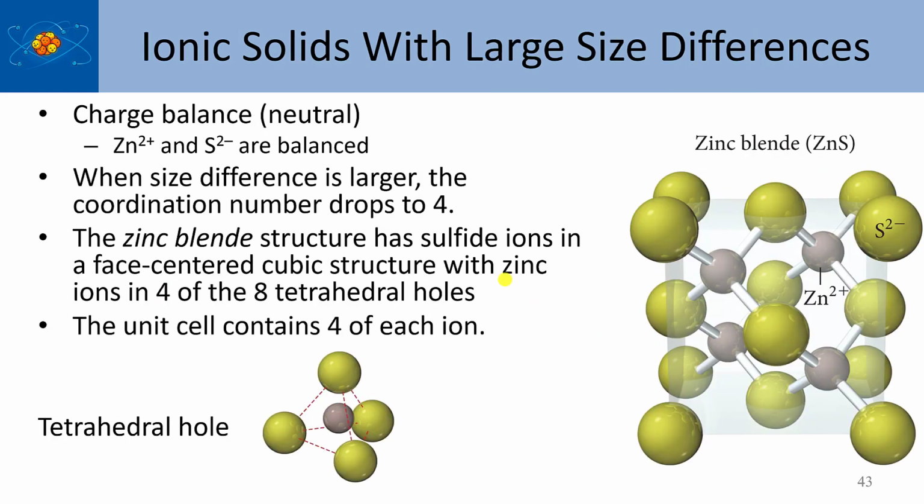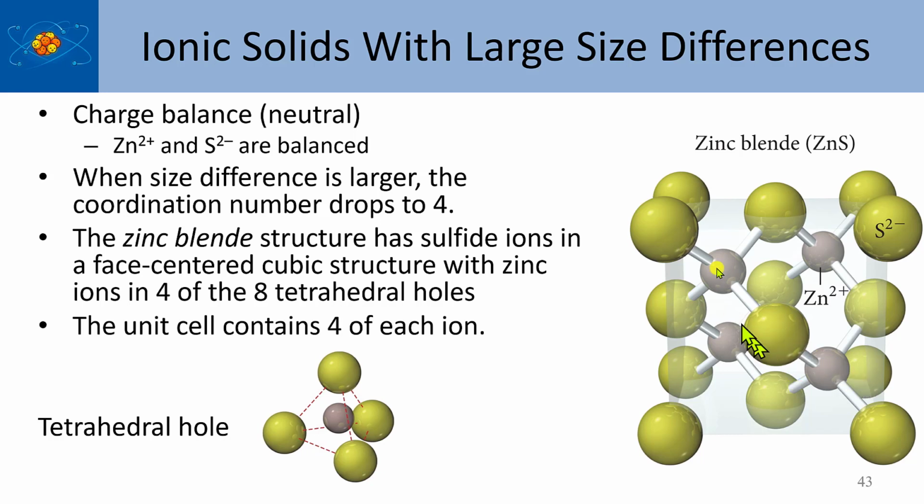So when the sizes get to be really different, and classically what this is studied with is ZnS, zinc sulfide, which is known as zinc blende. And so this is actually known as the zinc blende structure. And they'll talk about this zinc blende structure, even though it's not zinc blende necessarily they're referring to. But it's when the charges are the same and the ion sizes are really different. This is a type of arrangement that is created.